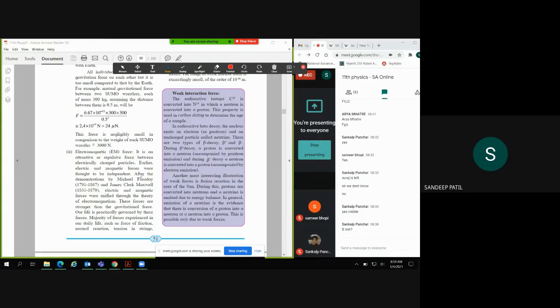Okay, so after the demonstrations of Michael Faraday and James Clerk Maxwell, who are two great scientists. Michael Faraday was generally an experimentalist, so he used to do all the experiments and try to put together the theories. Whereas Maxwell is famous for turning those experimental results into mathematical equations.